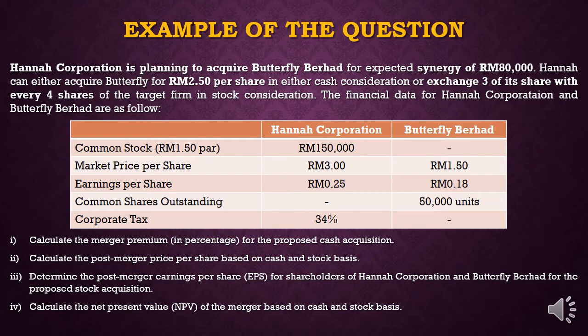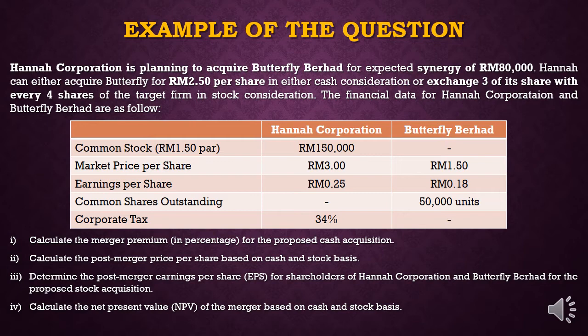And to start your calculation in this chapter, you should refer to the examples of the question. Based on these examples, Hana Corporation is planning to acquire Butterfly Berhad for an expected synergy of 80,000. So before you start with the calculation, it is important for you to determine which company is A company and which company is represented by B company.